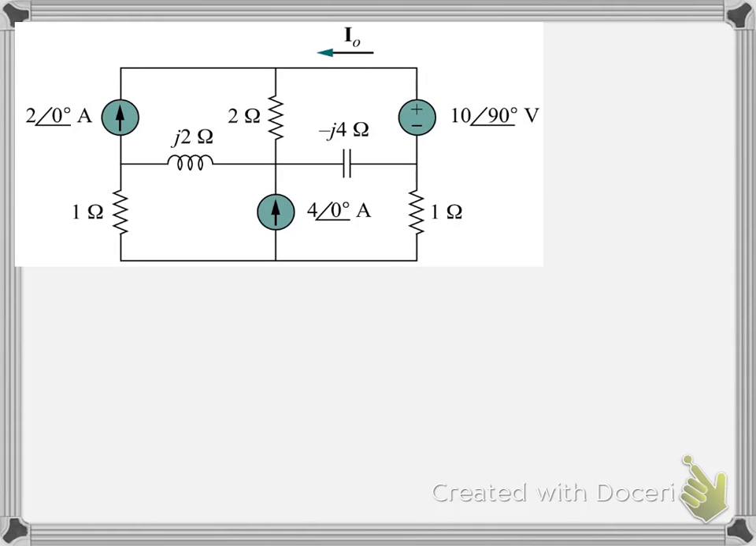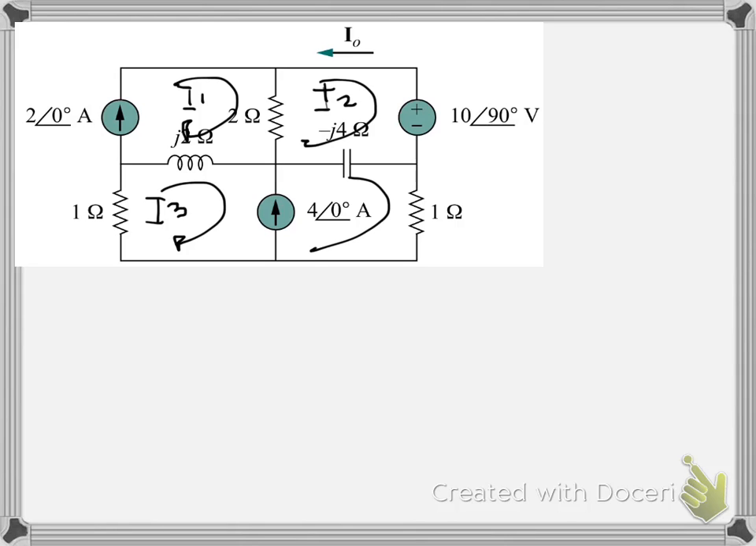In this problem, we are asked to solve for IO using mesh analysis. So let's establish our meshes. We have I1, I2, I3, and I4. And by inspection, I1 is equal to 2 angle 0 amperes. And we can see here at I3 and I4 that they are forming a super mesh.